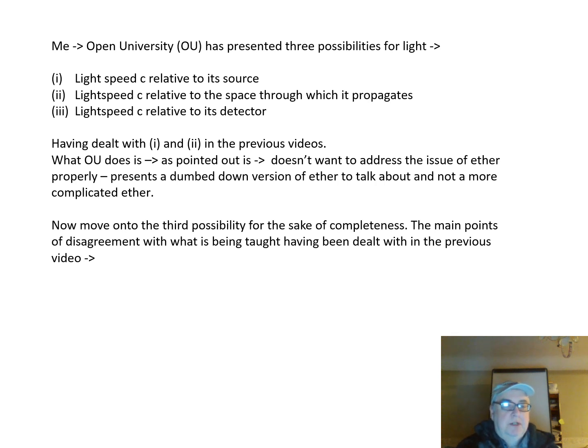And what Open University does, as has been pointed out, is it doesn't want to address the issue of ether properly and presents a dumbed down version of ether to talk about, and not a more complicated ether. So now I move on to the third possibility for the sake of completeness. And the third possibility is light speed c relative to its detector. The main points of disagreement with what is being taught have been dealt with in the previous video.